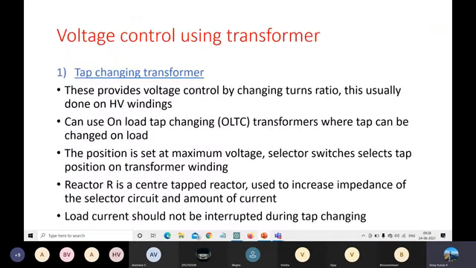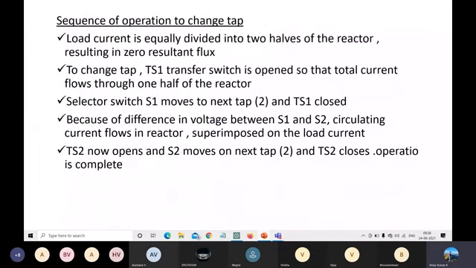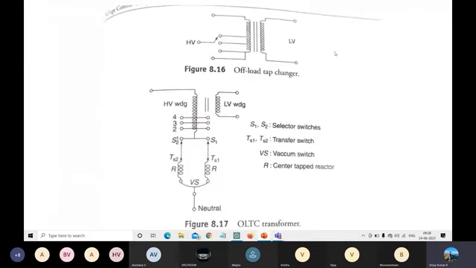So what are the different transformers that we studied? Tap changing transformer, phase shifting transformers, and booster or buck transformers. In the tap changing transformer, what we did is we changed the position of the tappings of the transformers, which are normally connected at the high voltage winding side, to change the voltage signals.